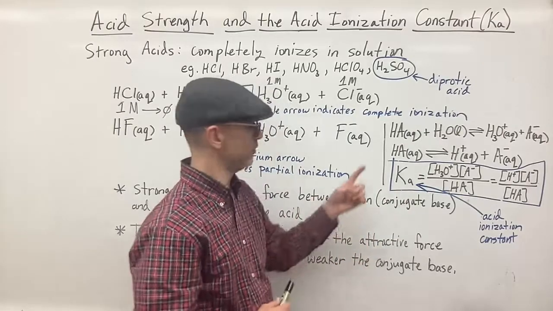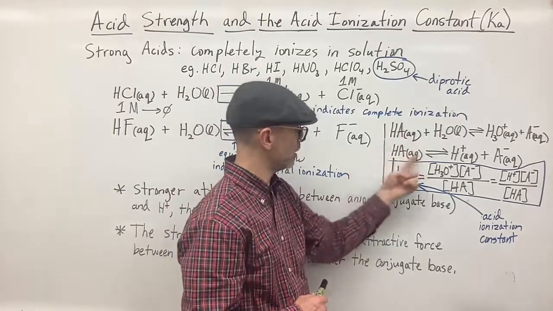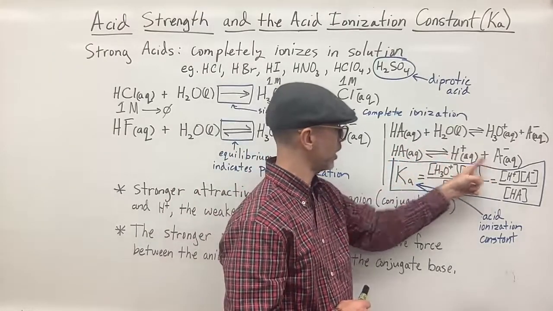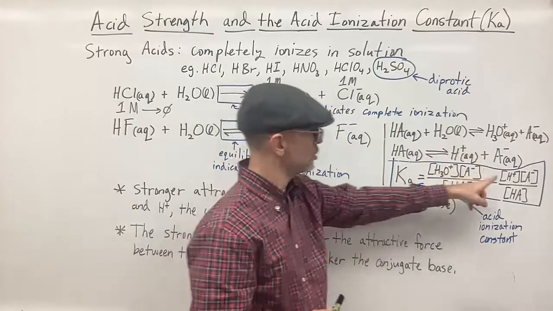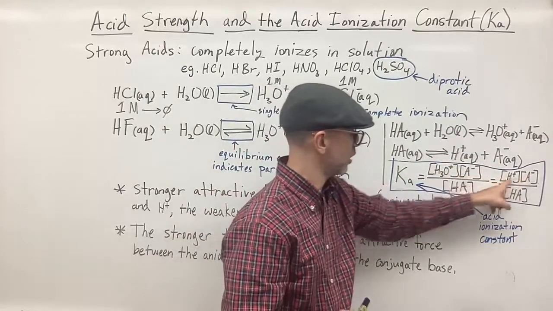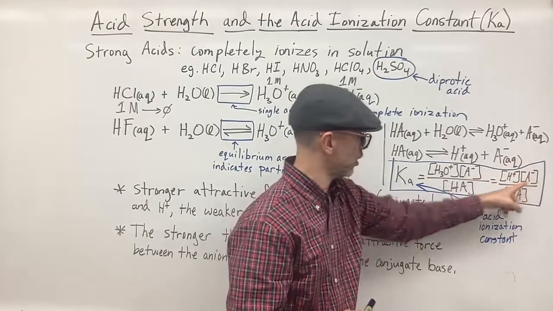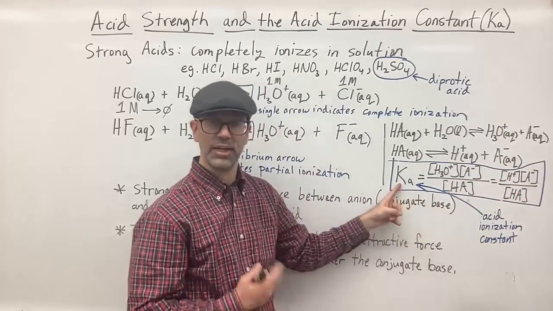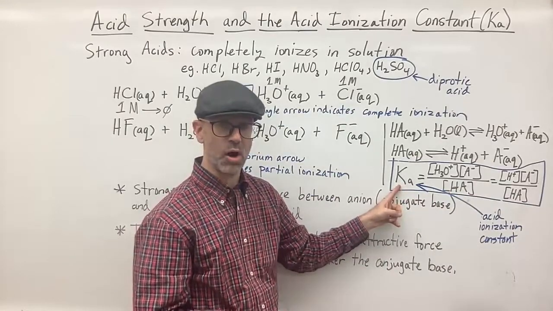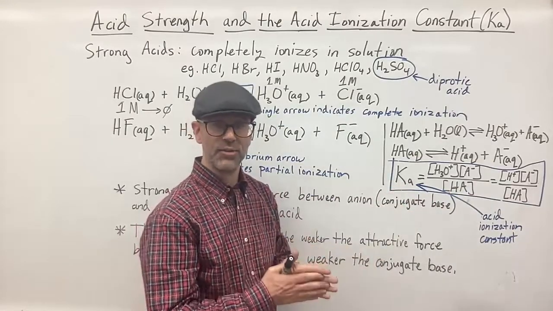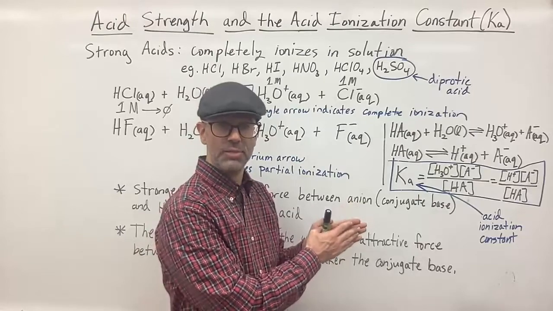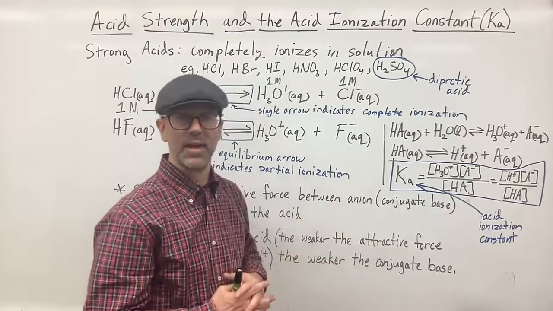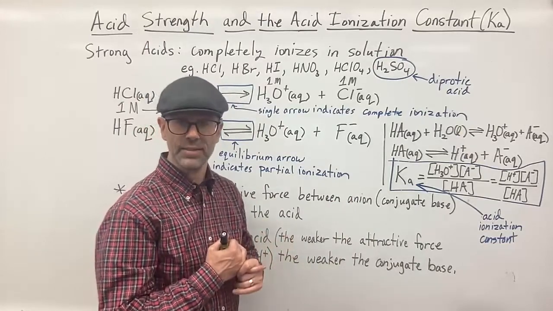However, if it's a weak acid, that means you're going to have a lot more HA in solution and a tiny bit of H plus and A minus. So this is going to be small in the numerator, and this is going to be large in the denominator. So that means that your Ka value is going to be very small. So for a weak acid, you should have a small Ka value. So small Ka values are going to indicate weak acids.